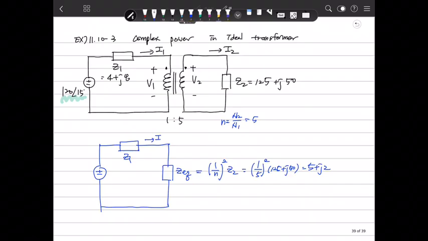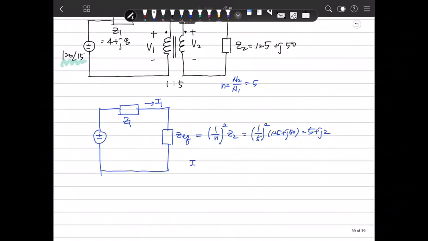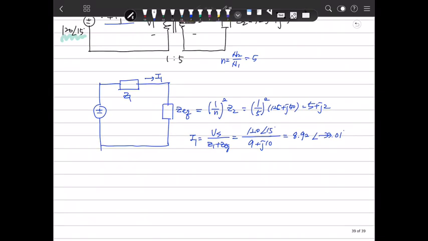So define this as I1. Now I1 is Vs divided by Z1 plus Zeq. Vs was 120 at 15 degrees. Z1 is 4 plus j8. So it's 9 plus j10. So that will be 8.92 at minus 1 degree.